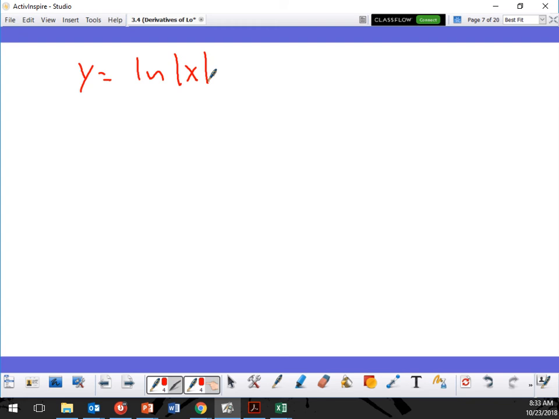Now, where is this? What's the domain of ln x? X more than 0. Anything else?